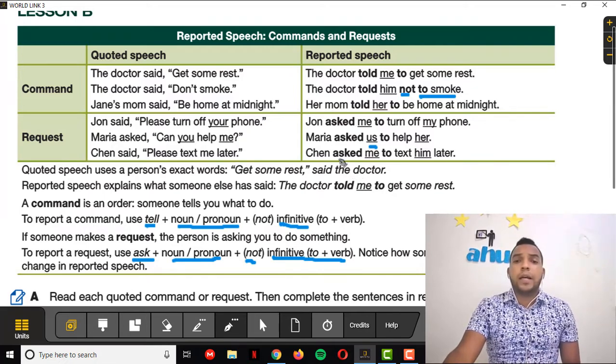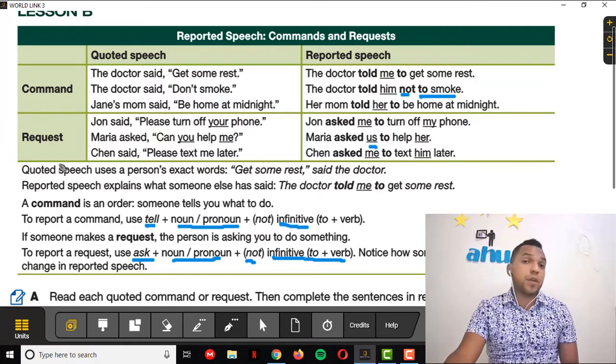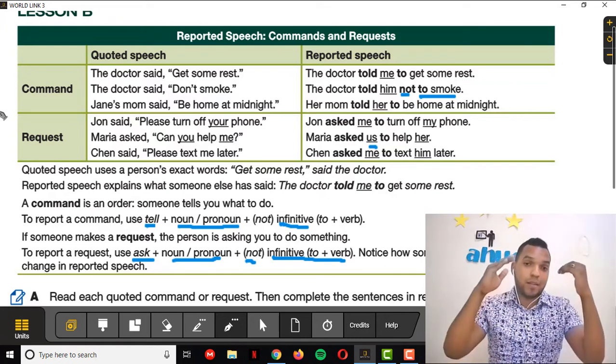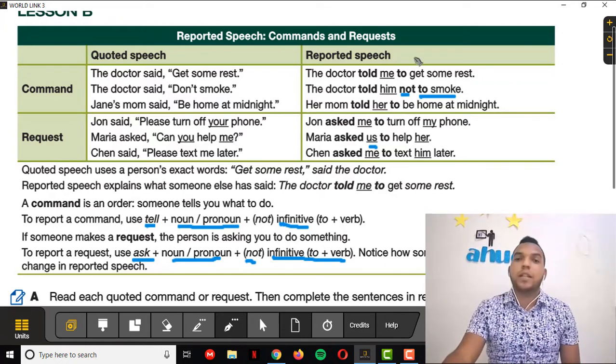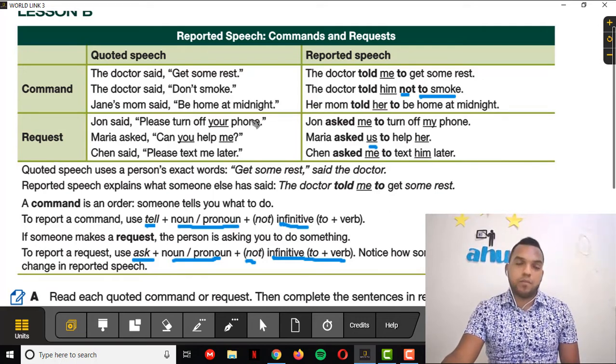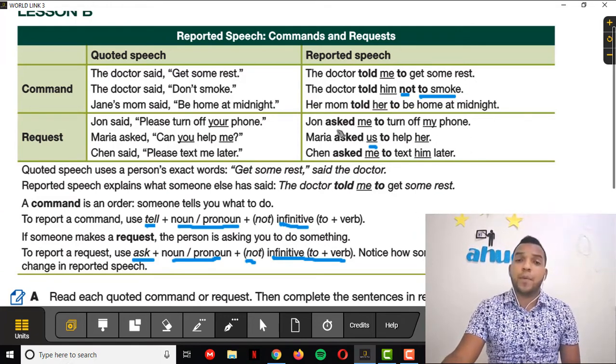So in this case, you only have to be careful with the two of them to make sure if it's a command or if it's a request. Remember, when it's a command, that is something somebody is telling you to do, you need to use the word tell if it's in the present, or in the past, that is told. And if it's a request, you only have to use the verb ask, okay, in the past over here.